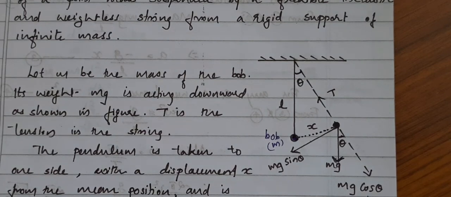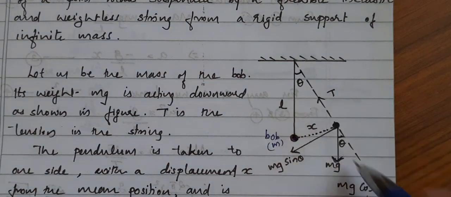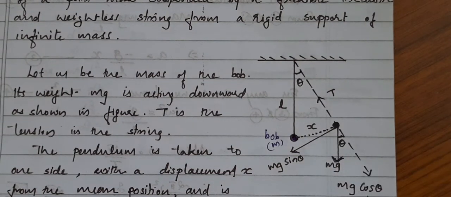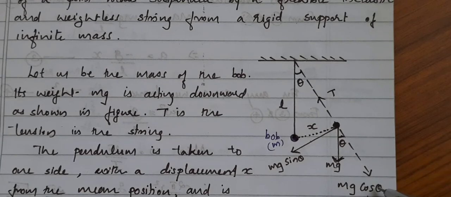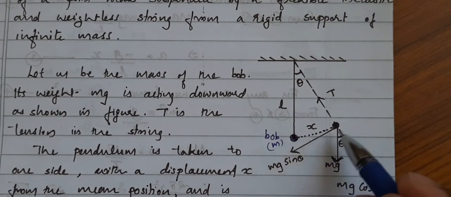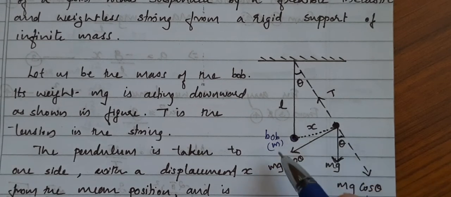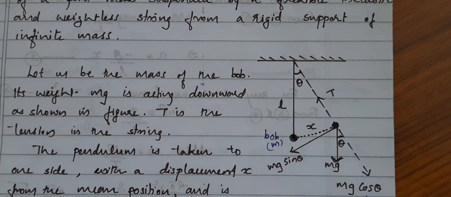Now, as long as this pendulum is oscillating only in the horizontal direction, and it's not moving upward or downward, this tension T and mg cos theta should be equal. T is equal to mg cos theta, I can write. And one more thing, there is a restoring force. That restoring force is given by mg sin theta. So the horizontal force is the restoring force. That restoring force is mg sin theta.